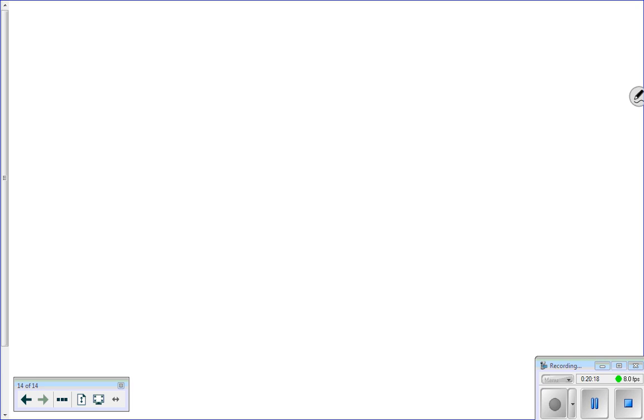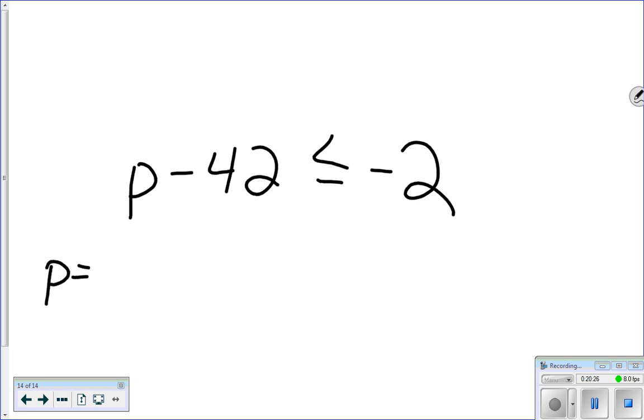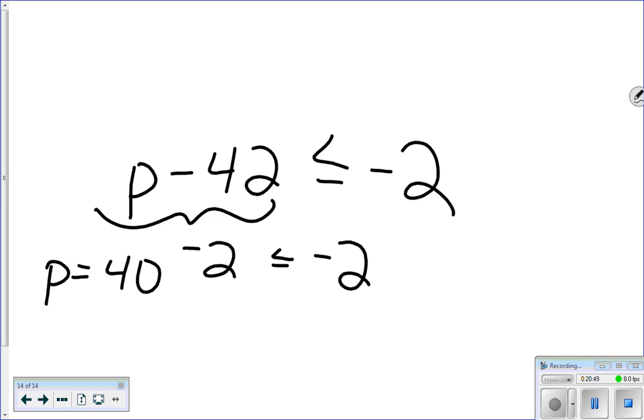So now you understand what's happening. Okay, so p minus 42 is less than or equal to negative 2, and p is 40. You can do that one in your head. Just wait. Just think about it. Don't shout it out. So if I put 40 in for p, I get 40 minus 42, and what's that? Is negative 2 less than or equal to negative 2? It is true. The or equal to part makes it true.